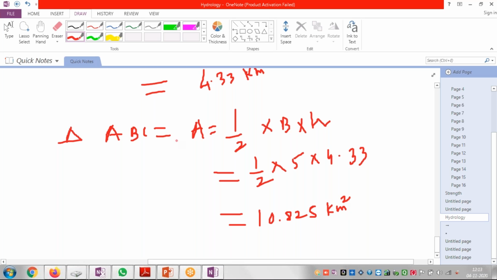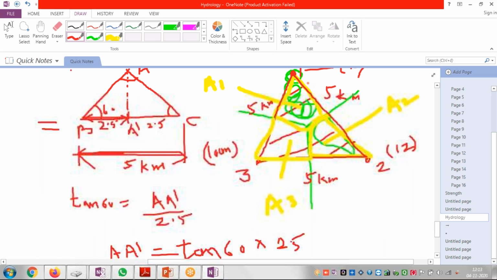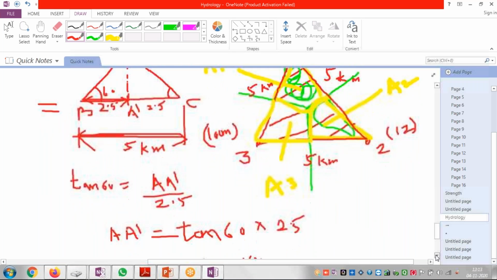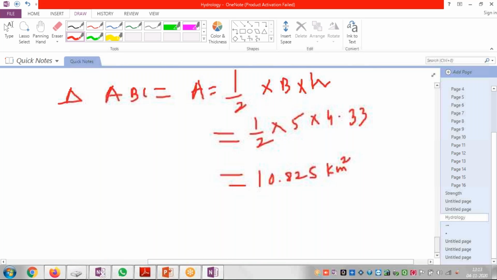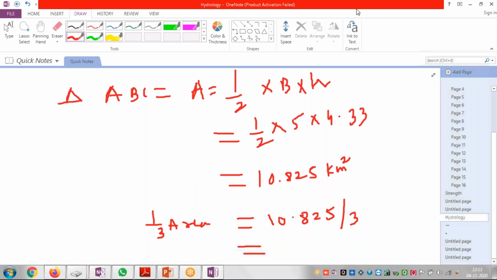Now, this is the whole area, but I am interested only in the 1/3 area of this. So I will divide it by 3 to get the 1/3 area. So what will the 1/3 area be? It will be 10.825 divided by 3. What would be this 1/3 area? 3.608, correct.